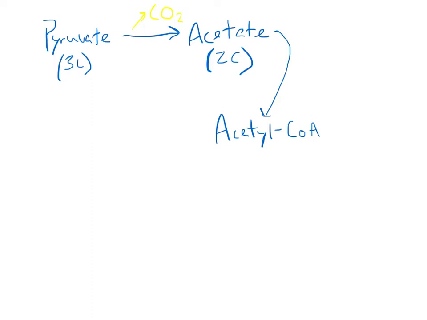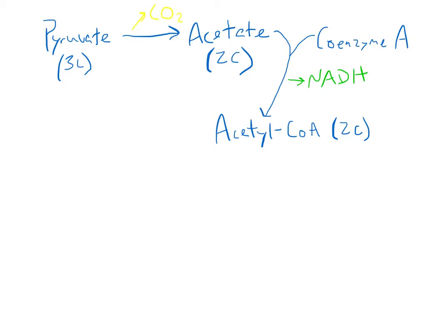Now, acetyl-CoA is formed when coenzyme A joins with acetate. So now we've got the names combined too, right? Acetate, coenzyme A makes us acetyl-CoA, which still has 2 carbons at this point. But the other thing is that we are going to generate one of our NADH when we do this. So there is another electron carrier.